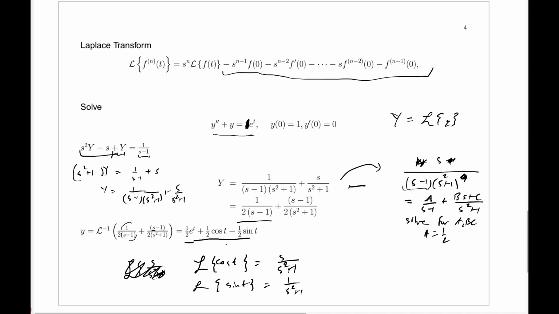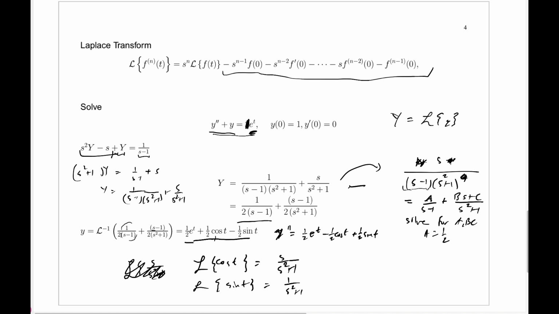Now, it's easy to check this function. You can probably check this almost immediately. Y double prime, we can compute right away, is 1/2 e to the t minus 1/2 cosine t plus 1/2 sine t. So when we look at y double prime plus y of t, the 1/2 cosine t parts cancel, the 1/2 sine t parts cancel, and we end up adding the 1/2 e to the t and the 1/2 e to the t, and we get e to the t. So this is an honest-to-goodness solution to our differential equation.